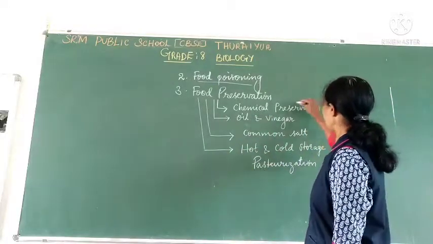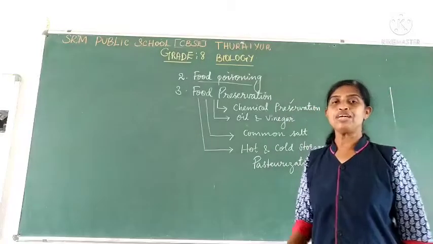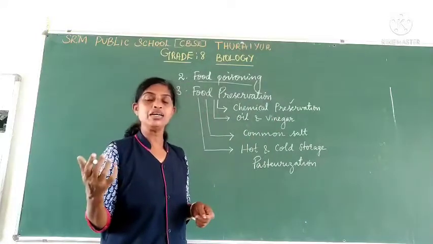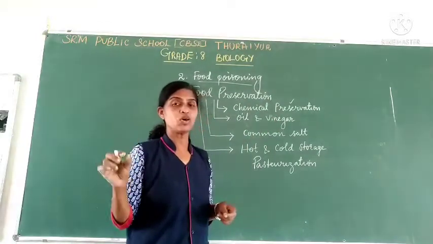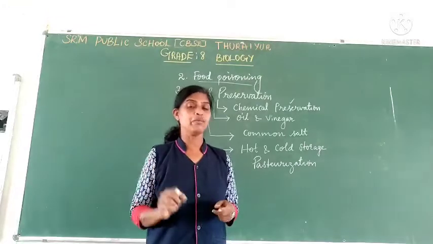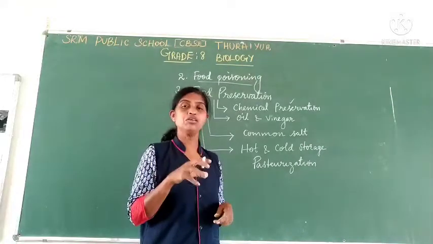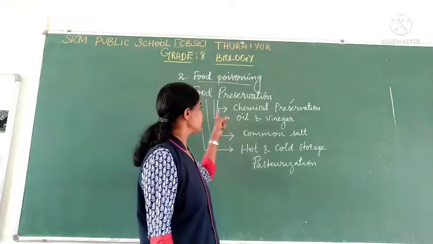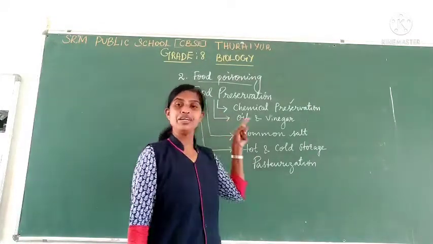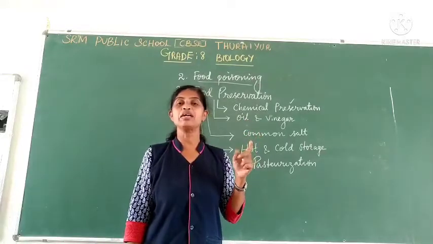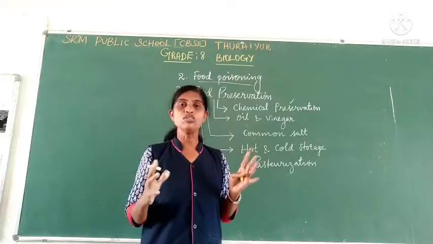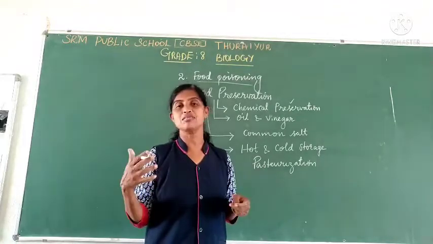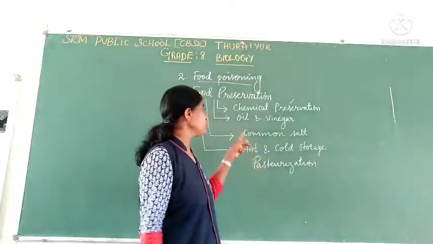So chemical preservation in the sense, food items should be preserved by using chemicals. An example we learned already, sodium benzoate is a chemical. If you add the chemical to the food items, they will keep for longer use. Understand? And then oil and vinegar. Some of the food items can be kept for many days by using oil and vinegar. Especially vegetables, meat, pickles and all are made by using this.